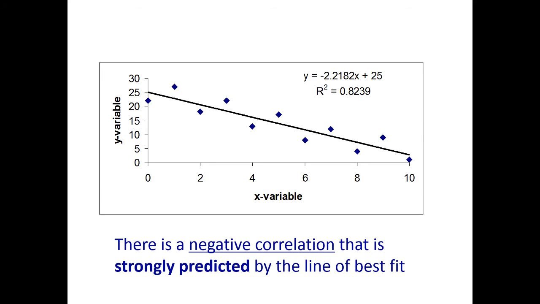Here's another example. Here we have a negative slope, negative 2.2182x, and our R-squared value is 0.8239. Here's our line of best fit shown here. You can see it's a downward trend, so very clearly it's a negative correlation. It's an inverse relationship that is still strongly predicted. 0.82 is still pretty high. There is a negative correlation that is strongly predicted by the line of best fit.